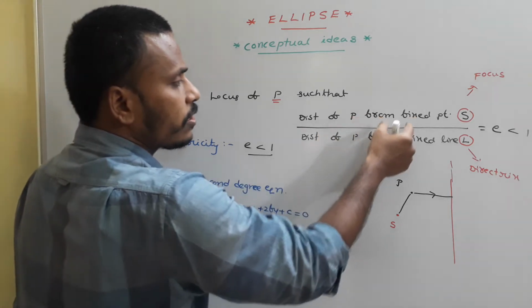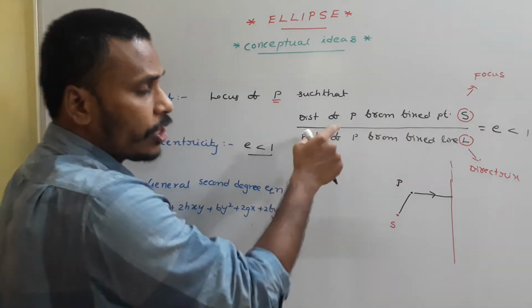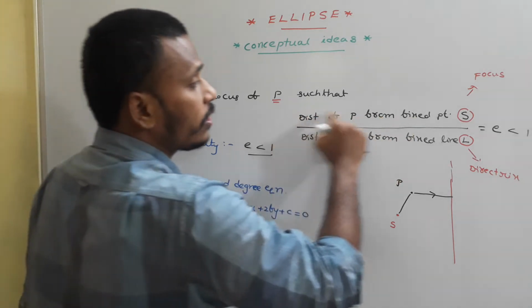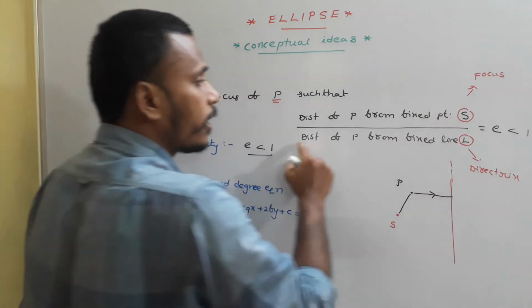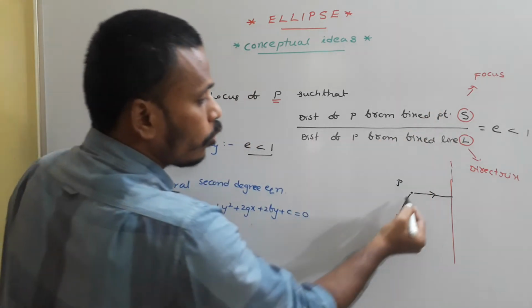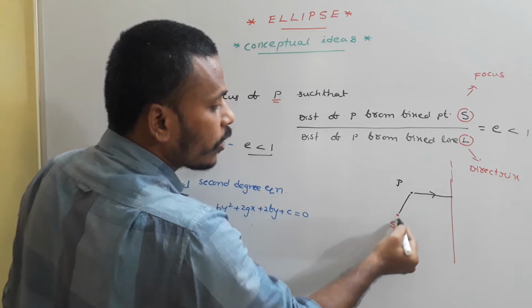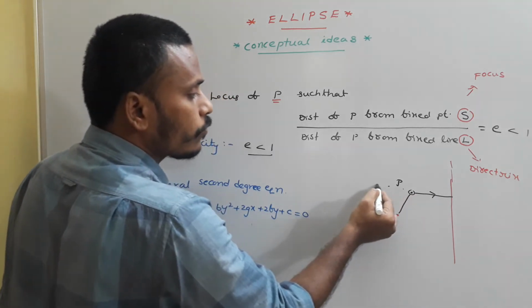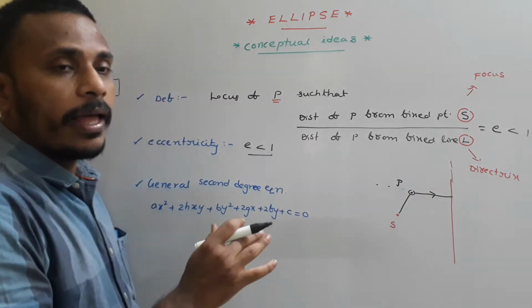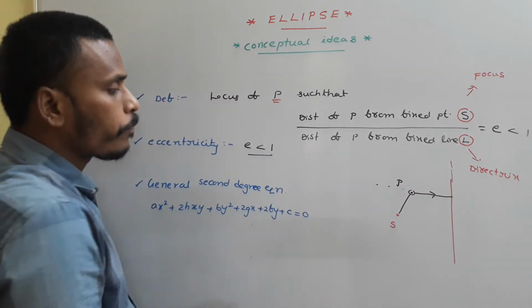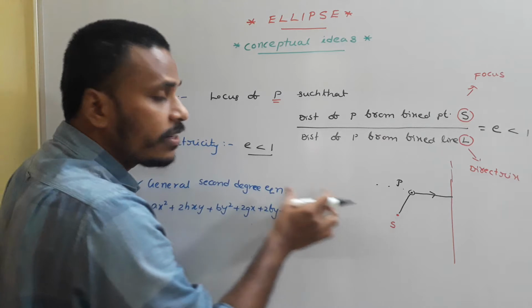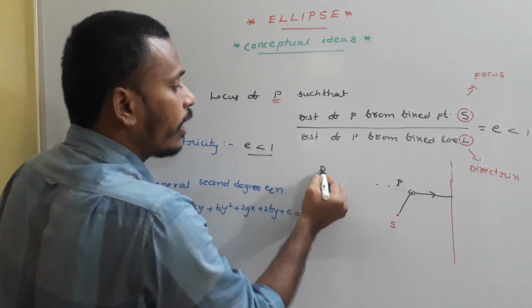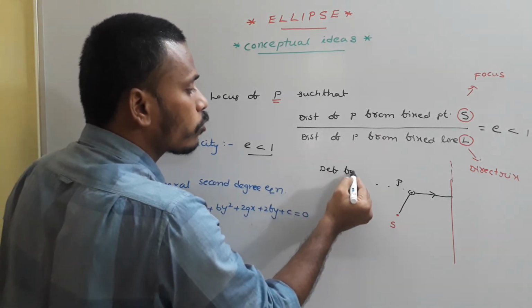This distance is less than, this ratio is less than 1, which in turn represents that the numerator distance is lesser and the denominator distance is more. So a point P which is nearer to S and somewhat far away from the line, if we locate these types of points, the locus will form an ellipse. Based on this definition we also have the definition form of an ellipse.